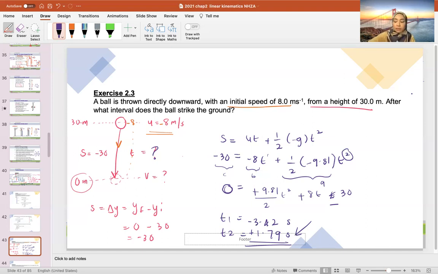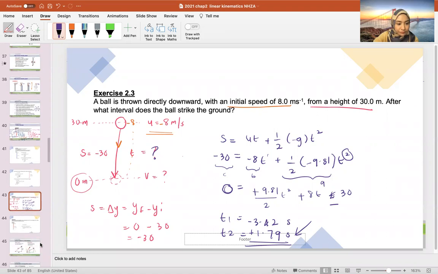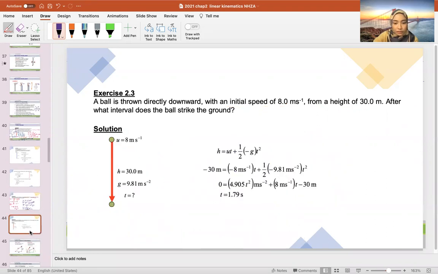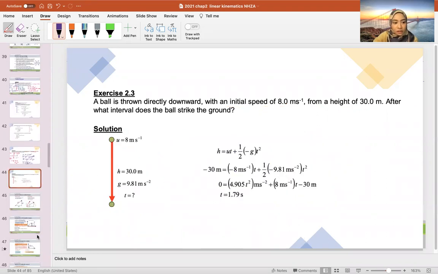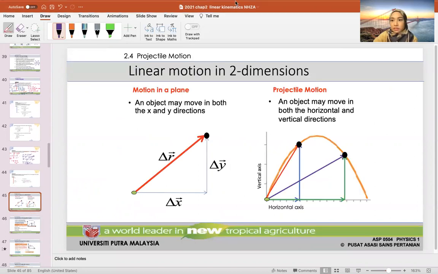It's important to draw. When you don't draw, we are usually wrong. Most of the time. 99% of the time. Okay, so we answered that one. So the solution is 1.79. Yay. So we're done with free fall.